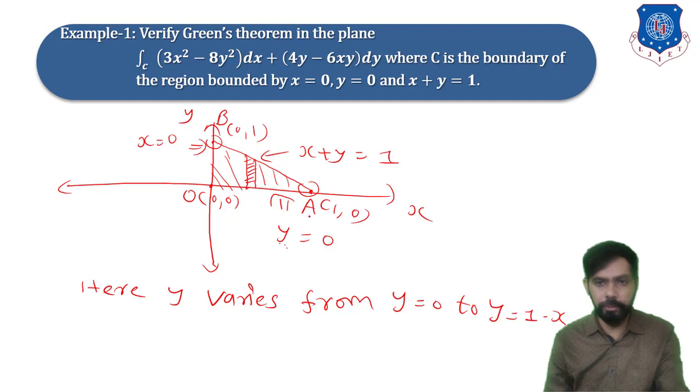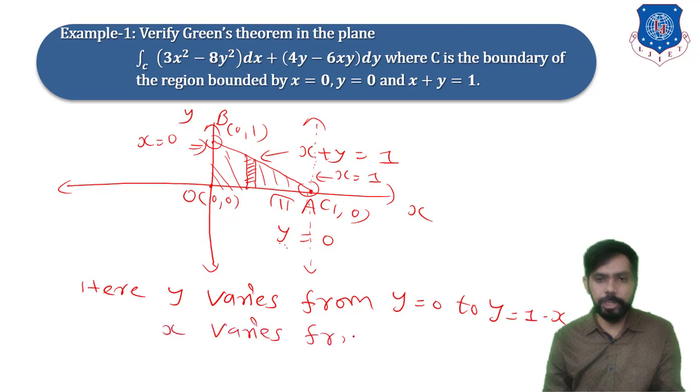Clear? This line is the x equal to 1 line. Okay, so the limit of x will be from x equal to 0 to x equal to 1, such that this whole region will be covered. So here x varies from 0 to 1.